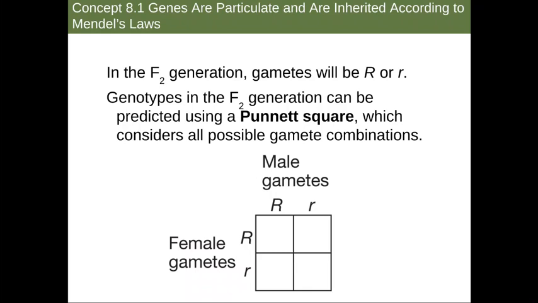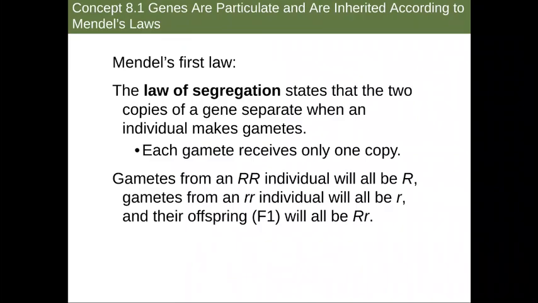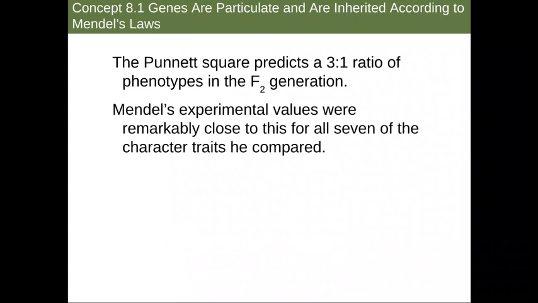We can test this by putting it into a Punnett square, as we saw in our figure right here, crossing those, giving us the phenotypes for the genotypes in the F2 generation. The Punnett square will predict this 3-to-1 ratio in the F2 generation, and Mendel's experimental values were remarkably close to this for all 7 of the character traits that he compared.